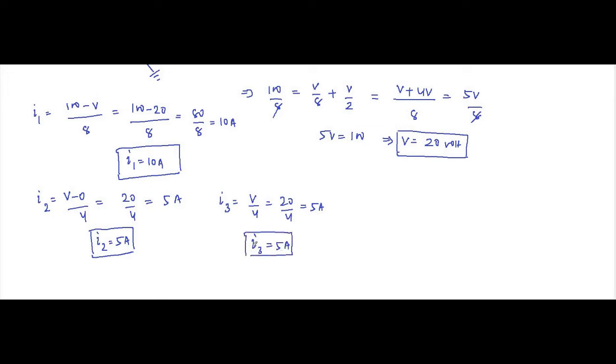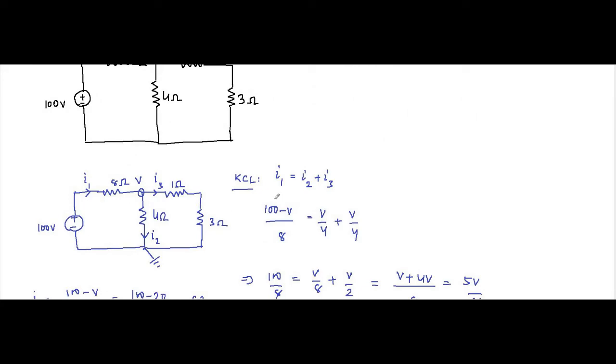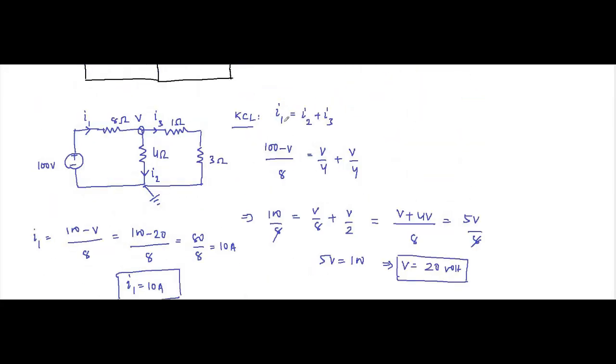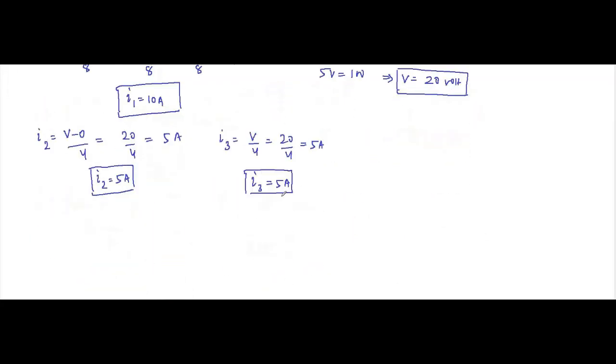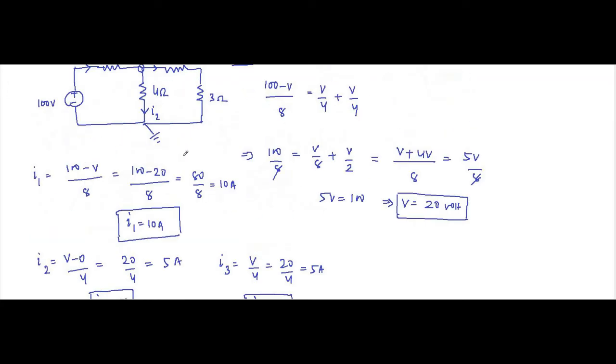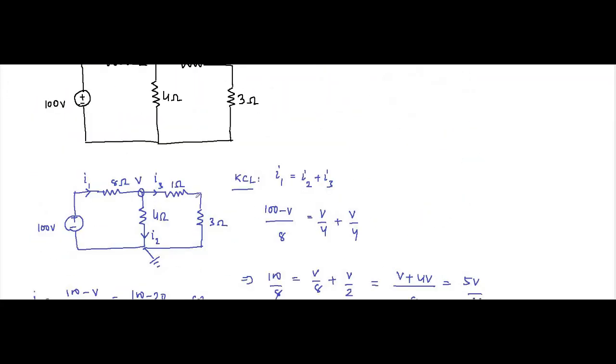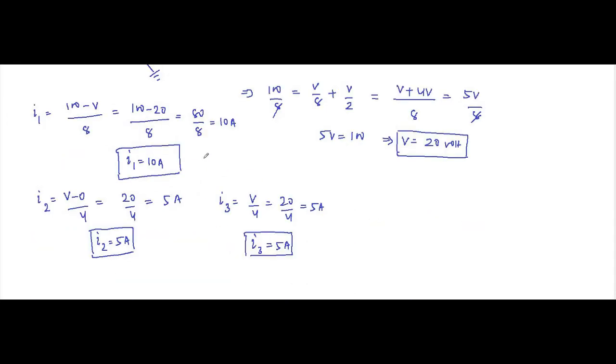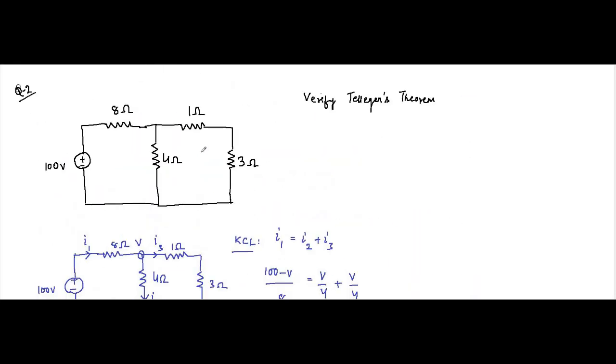So you could have applied KCL also. I1 is 10 ampere, I2 is 5 ampere, so I3 will be I1 minus I2, 5 ampere. So you would have got the same result. Okay, so we have got the individual currents. Now we have to find out the power supplied by the voltage source and absorbed by the resistors, and how much power is absorbed by the individual resistors, then we'll find the total summation of the power absorbed and supplied.